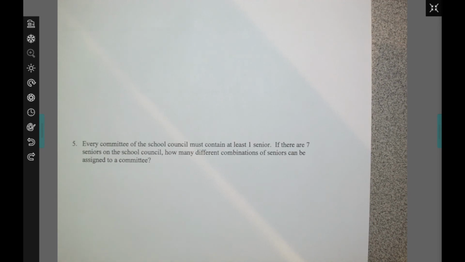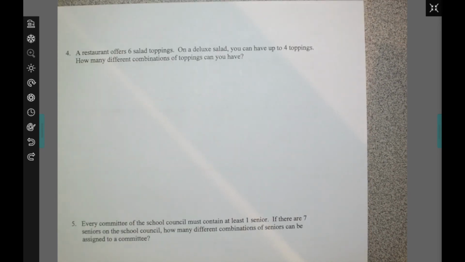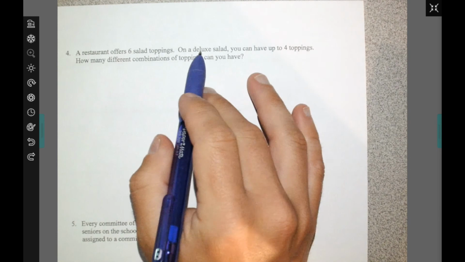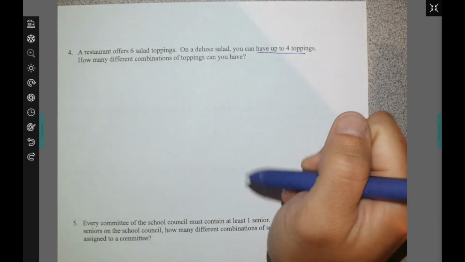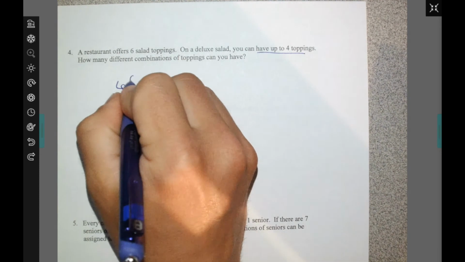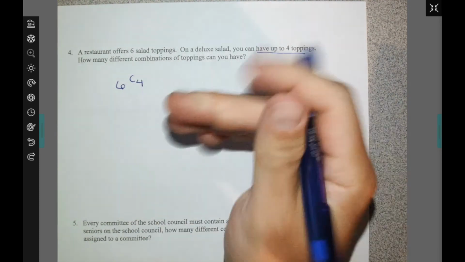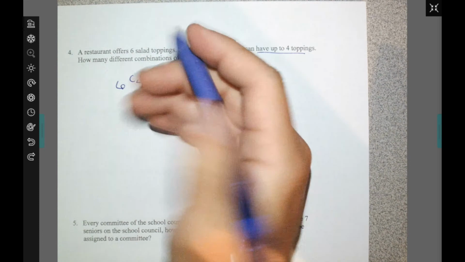Okay, last example we're going to look at. We have a restaurant. Restaurant offers 6 salad toppings on deluxe salad. You can have up to 4 toppings. So if we can have up to, we can totally have 4. But up to means that we could have less as well.